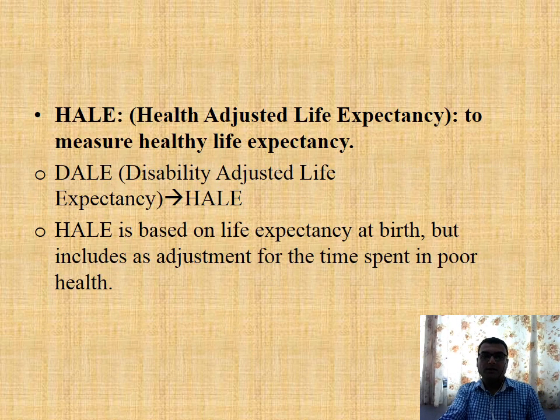Another type of disability indicator is HALE, health adjusted life expectancy, which measures healthy life expectancy. Previously we used DALE, disability adjusted life expectancy, and now we have modified it into HALE. So HALE is based on life expectancy at birth, but it includes an adjustment for the time spent in poor health.